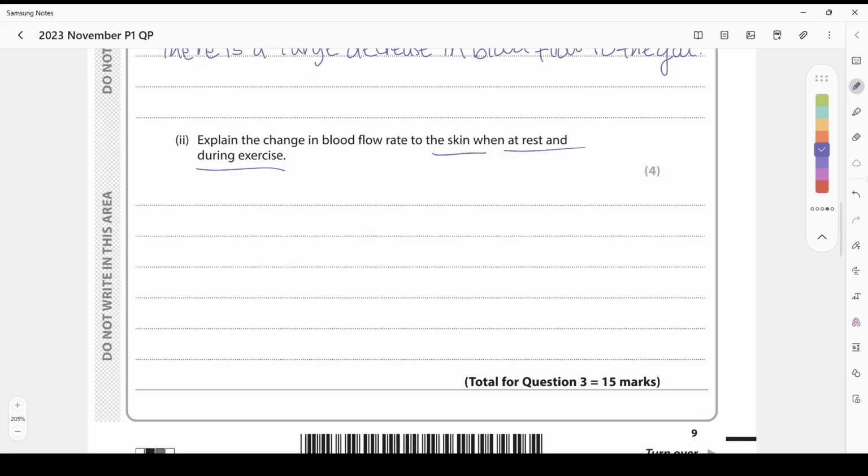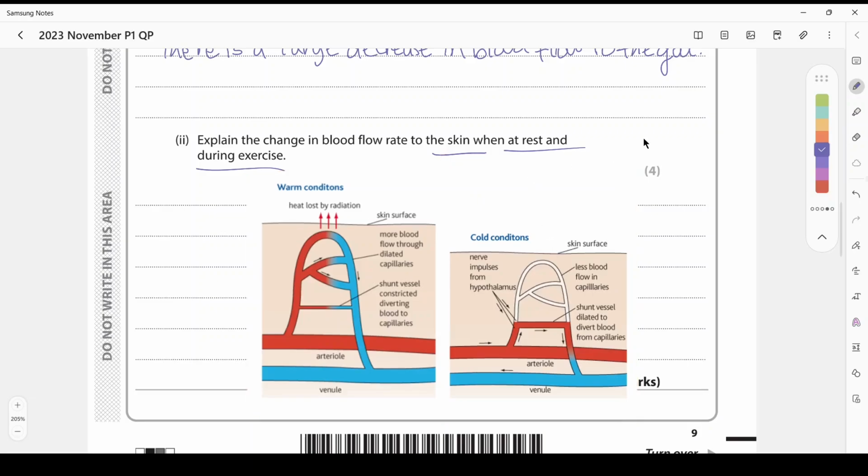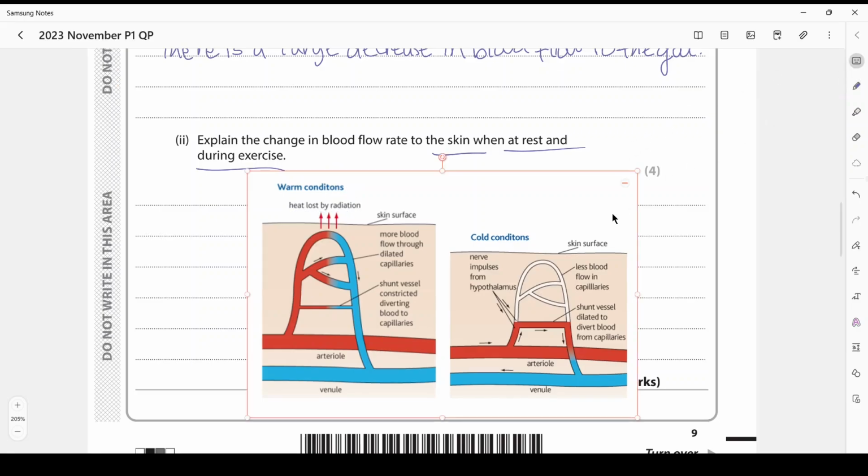Let me just show a diagram of that. So here we can see when our body is warmer, there's a lot more blood flow to the surface of our skin. And what that happens, we have a lot more heat loss by radiation. That's why when we exercise, our skin tends to get redder, and that's because we have more blood flow towards the surface. All right, let me write that out.